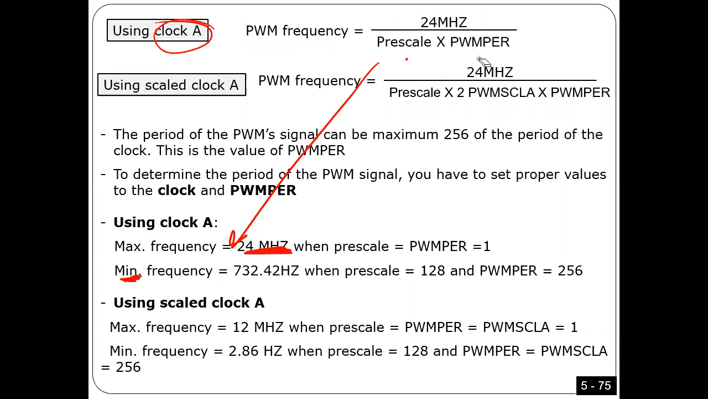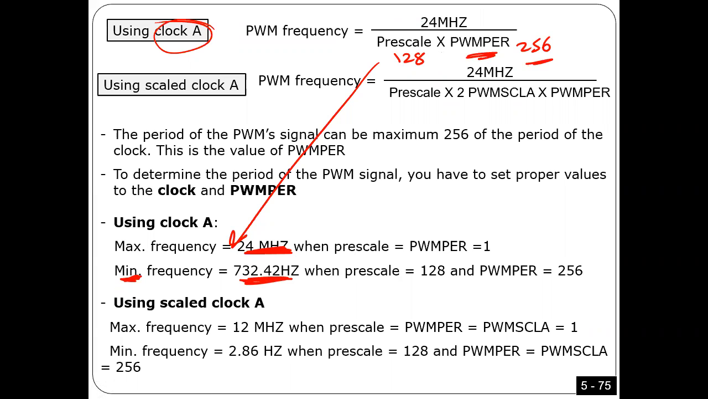Okay, and now let's look at the minimum frequency. For the minimum frequency, I'm going to put here the maximum value, which is 128, and then I'm going to put here the maximum value, which is 256. Okay, 256. So if you look at the result, this is the minimum frequency I can generate.